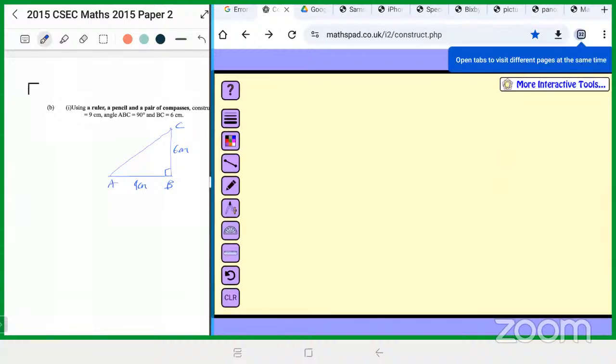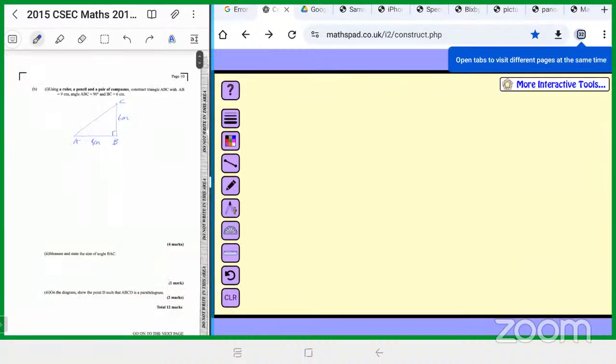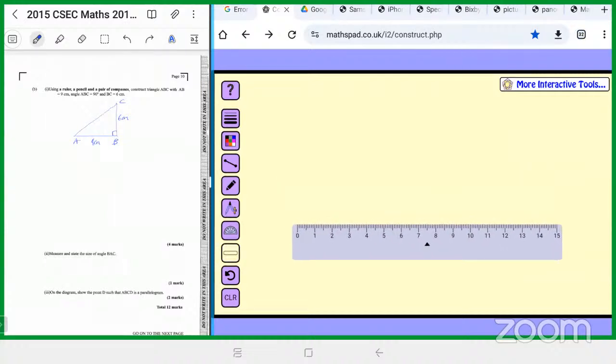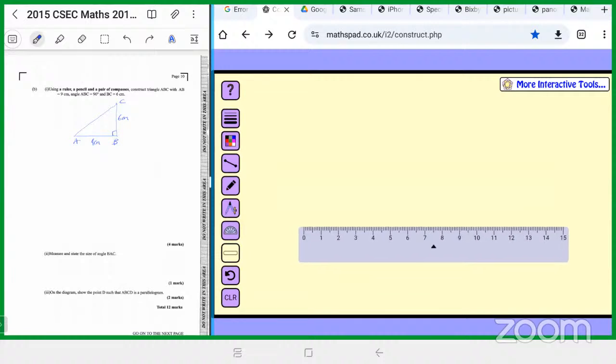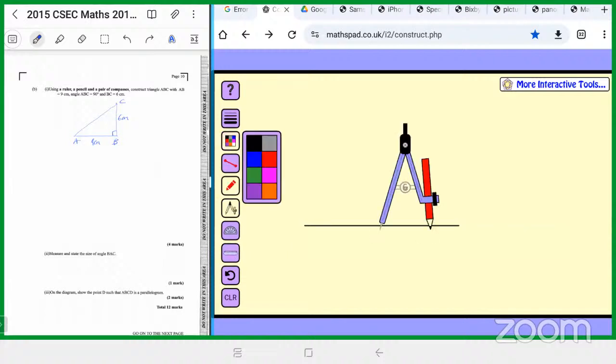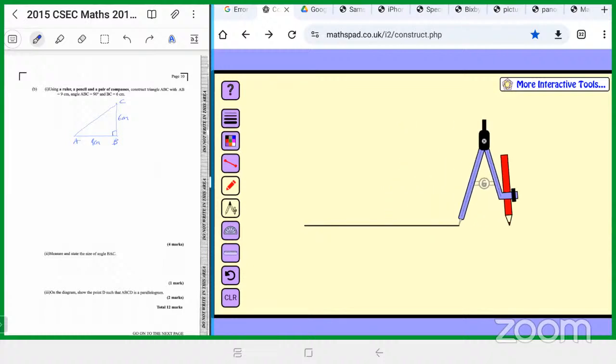All right. So first I'm going to use my ruler and draw my 9-centimeter line. Let's draw it in black, from 0 up to 9. So that's it. And then I'm going to construct the 90 with the compass. Let's change the color of the pen. I'm going to construct the 90 over here as I have in the sketch.